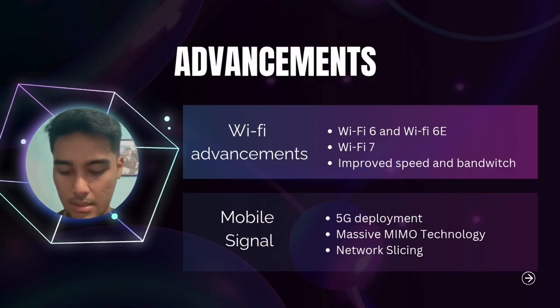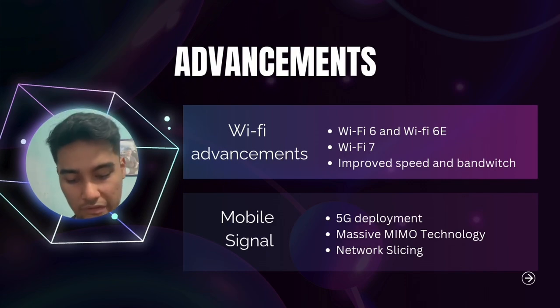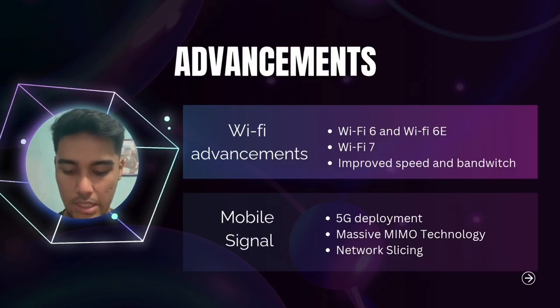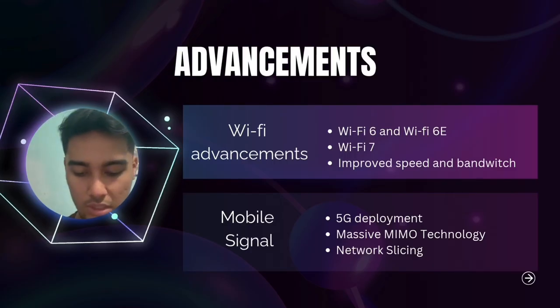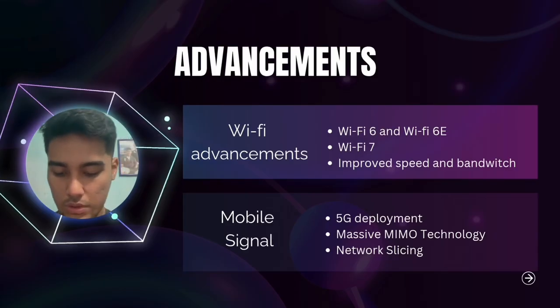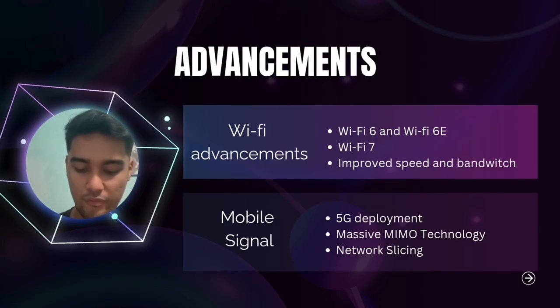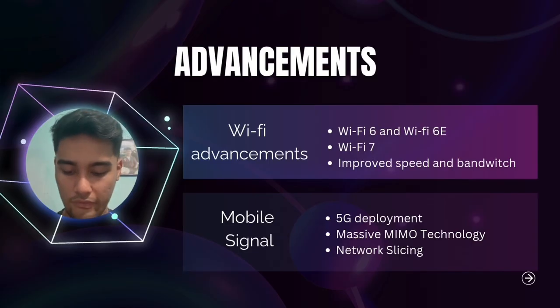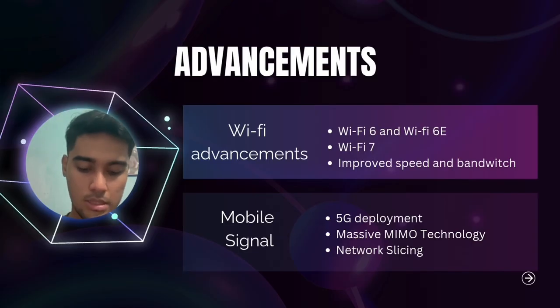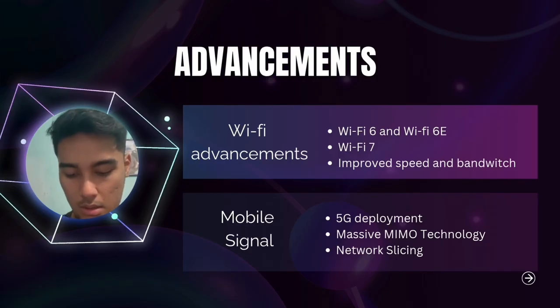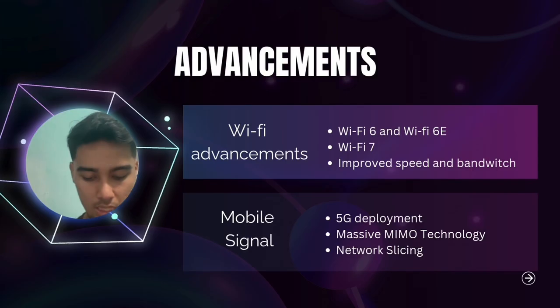Mobile signals have also advanced, especially with the rollout of 5G. 5G is much faster than 4G and provides a stronger connection even in crowded places. One key feature is massive MIMO, which uses more antennas to improve signal strength and support more users at the same time. Another improvement is network slicing, where one 5G network can be divided into smaller parts to handle different tasks like gaming, smart devices, or emergency services.